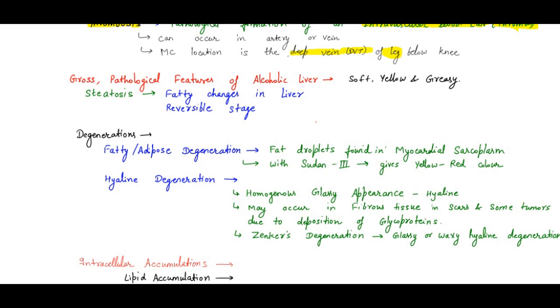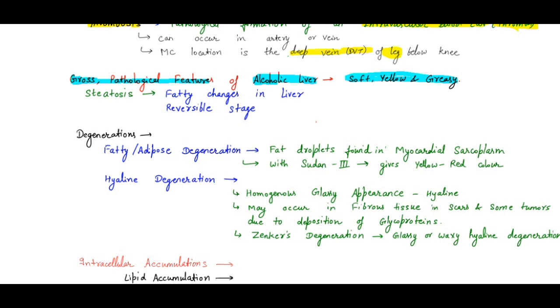So next are the gross pathological features of the alcoholic liver. In the alcoholic liver, we find it is soft, yellow, or sometimes greasy. So if we have an alcoholic liver or liver cirrhosis, what type of liver will we find? We will find a soft, yellow, and greasy type of liver.